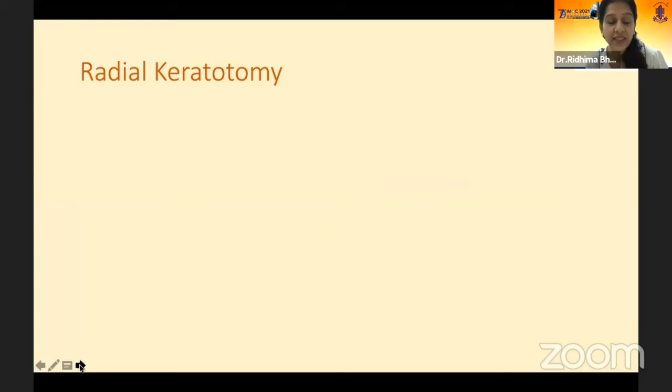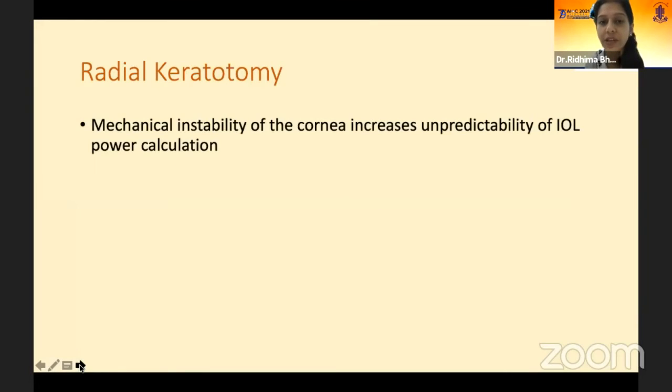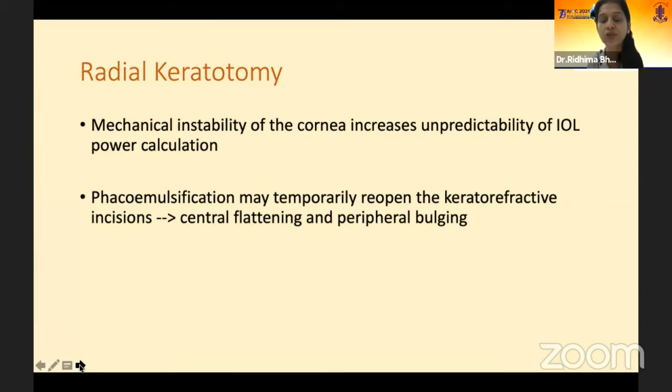In RK, another effect is the mechanical instability of the cornea that further increases the unpredictability of our IOL power calculation. Also, during surgery, sometimes if the incisions were to give way, that would further contribute to central flattening of the cornea, and that can persist for quite a long time. So these have to be considered while selecting an IOL power.